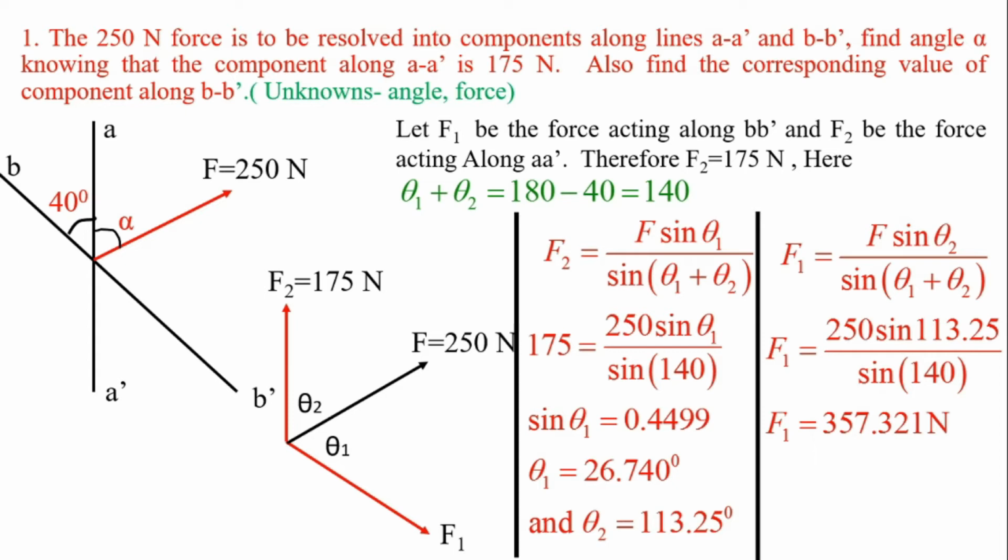So here a figure is given with a 250 Newton force. This force is to be resolved along two directions. The first direction is AA dash and the second one is BB dash. Remember, components act along two directions of the force. So this is the force, and one component will be acting along AA dash, the second will be acting along BB dash.